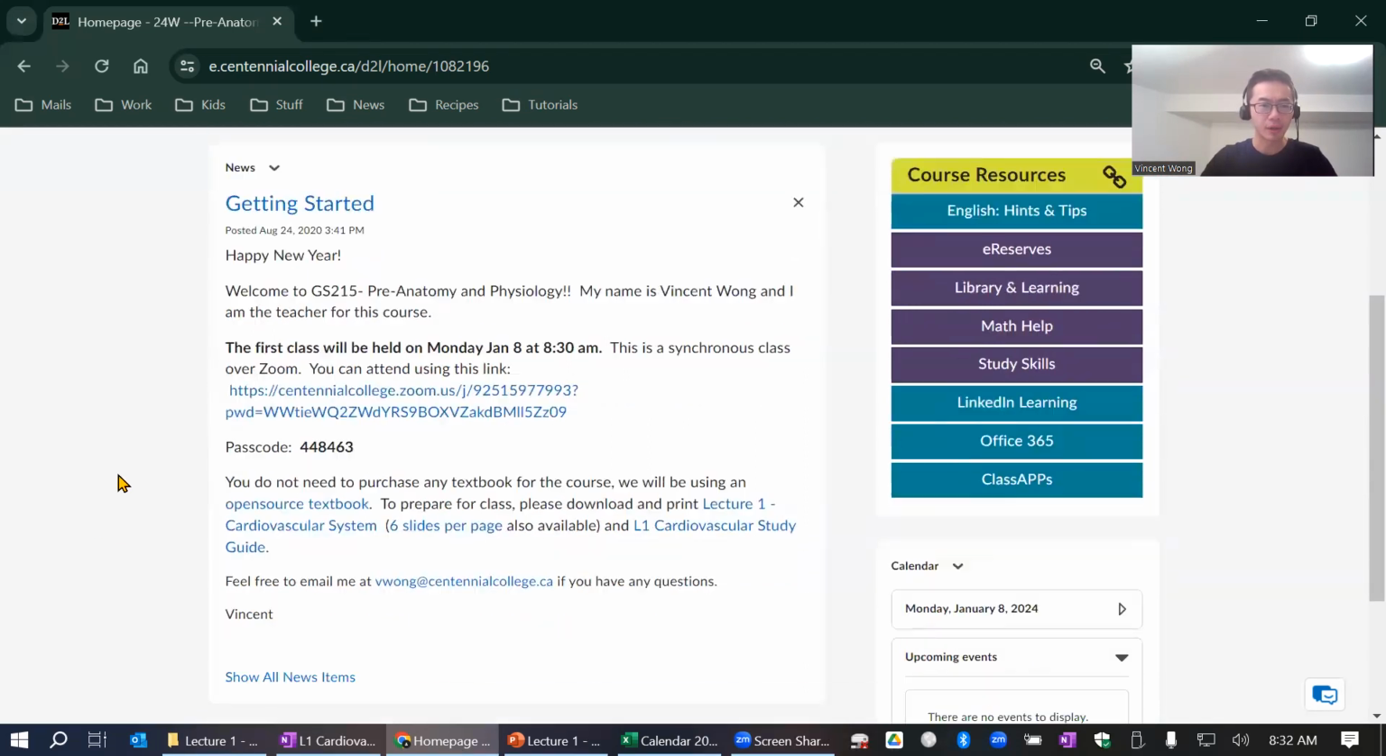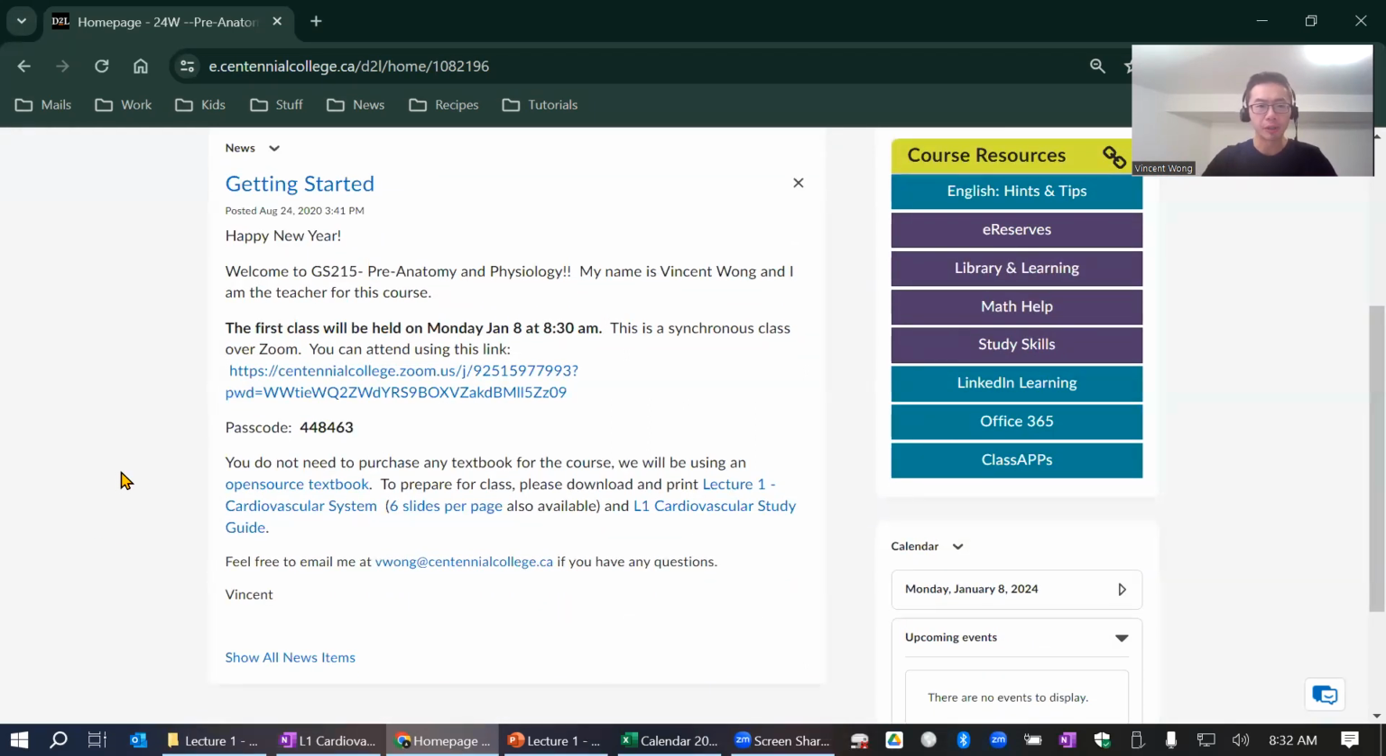Just like last semester, there are no textbooks for this course. We are using the same open source textbooks. But again, those tend to have extra information that you are not responsible for when it comes to tests and quizzes. You will only need to know the things that I teach you in class, things that are in the PowerPoint slides, as well as the study guides.